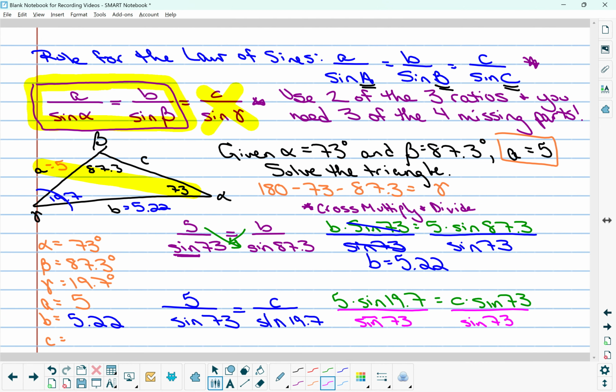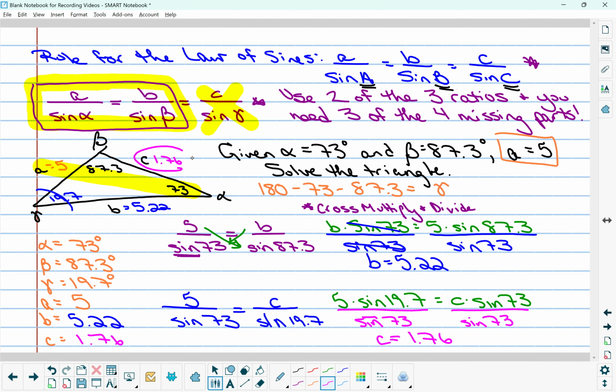Sorry. And I've already done this math somewhere else. And C is equal to 1.76. So this is 1.76. Okay, so let's talk about feasibility real quick.